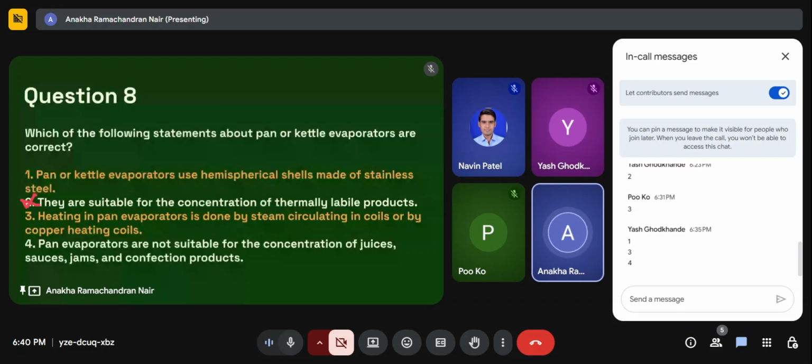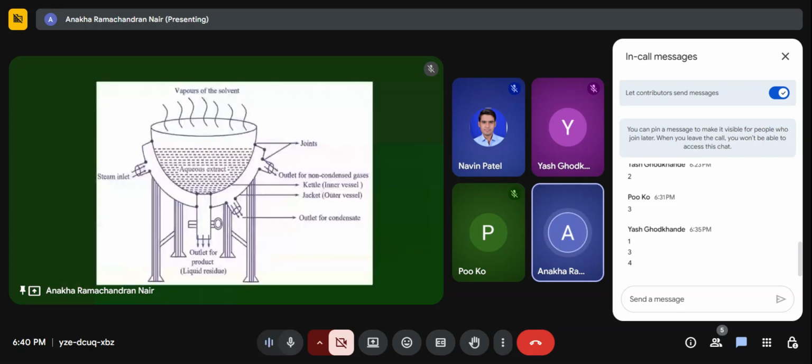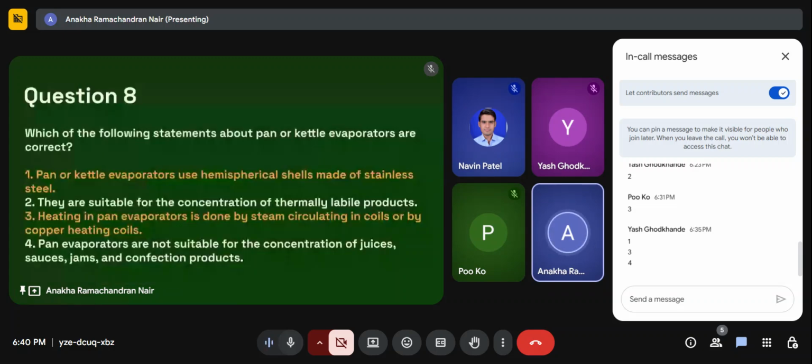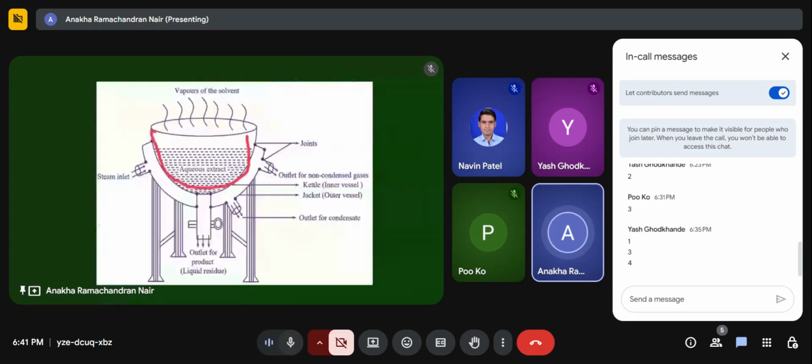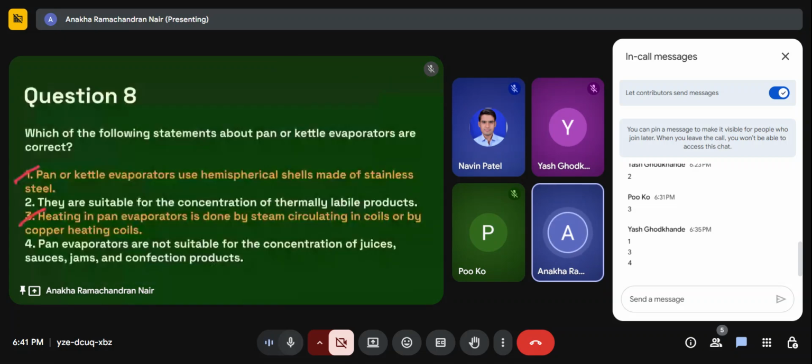Option 3 is correct, which is that heating in a pan evaporator is done by steam circulating in coils, like in this case, or a copper coil. So you can have a copper coil below the steel surface of the vessel here, and that will also work in the same way, right? And lastly, pan evaporators are not suitable for concentration of juices, sauces, jams, and confection products is also incorrect. It is suitable for concentration of juices, sauces, jams, and confection products.